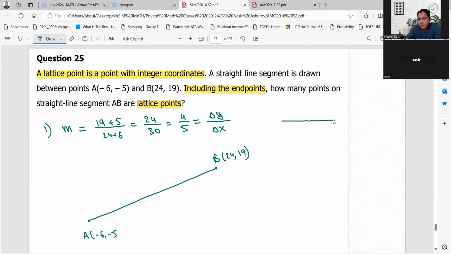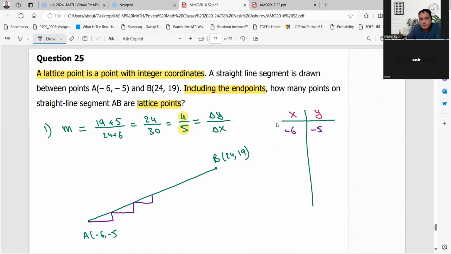And now if you make a table here, this one is x and this one is y, right? Your starting point is negative 6, negative 5. How should we understand this? It means that if you move 5 units in the positive direction of the x-axis, then you need to move 4 units in the positive direction of the y-axis. Slope means this. To stay on the line, if you move 5 units, you have to go up 4 units.